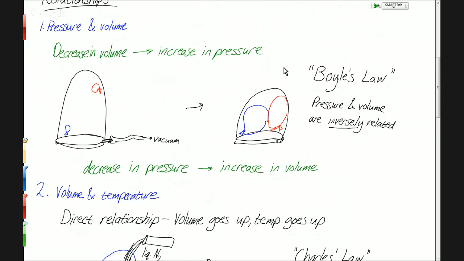And then when you breathe out, you're increasing the pressure in your chest cavity by making your chest cavity smaller. So you're decreasing the volume, which pushes the air out, because again, it wants to equalize the pressure. So that is another example of this relationship between volume and pressure.